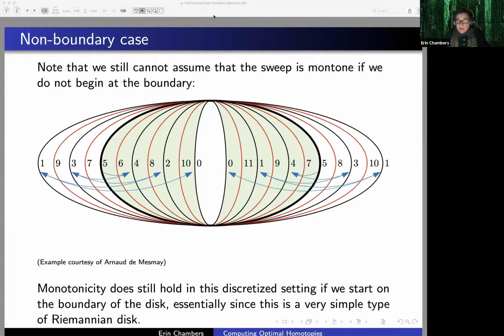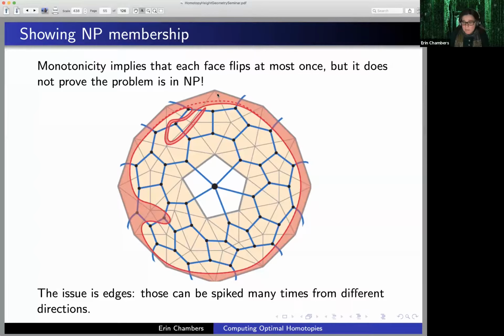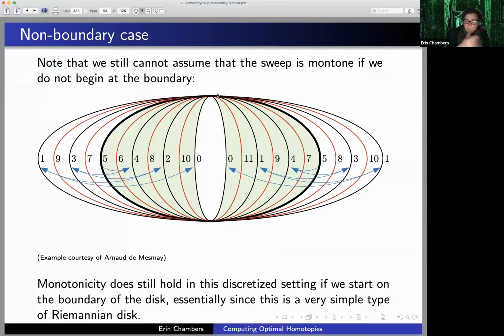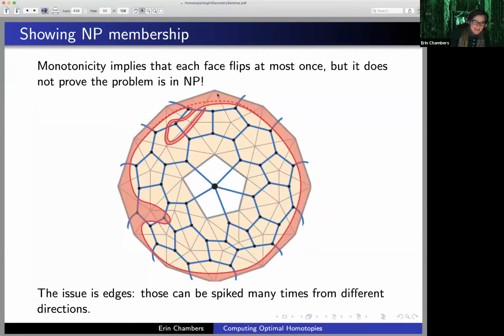But we can, it turns out, discretize the rest of the proof. If you start at the boundary of the disk, it'll still be an isotopy and it'll still be monotone, which gives us some hope to prove its complexity. At this point, by the way, this paper and this work appeared maybe 12 years after I'd started working on the problem. So there are some decided subtleties buried in here. Okay, so how do we show that it's actually in NP?